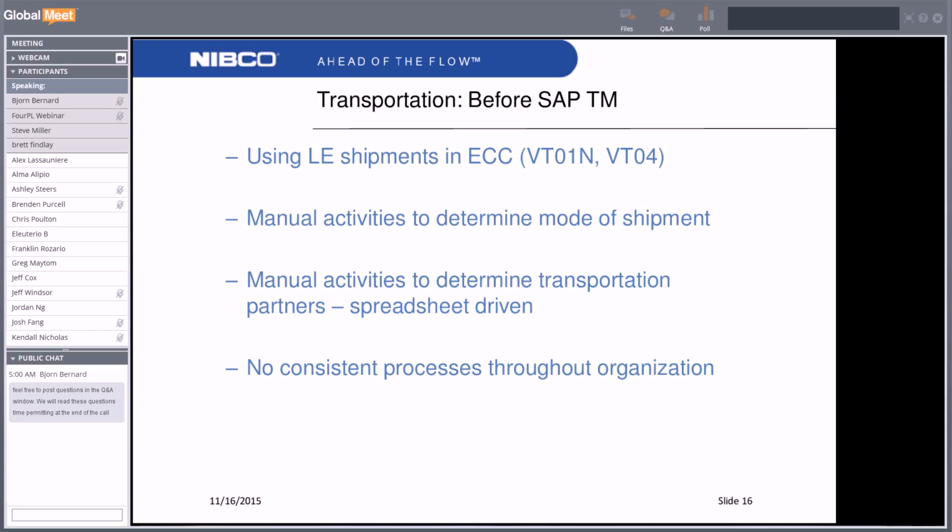To give you an idea of what transportation management looked like to NIBCO before we went live in TM, NIBCO was using LE shipments in ECC for transportation purposes. These documents were manually created primarily using transaction code VT01N, while some facilities were able to leverage the VT04 transaction to create larger groups of shipments for simple shipping scenarios, such as smaller batches of parcel shipments.